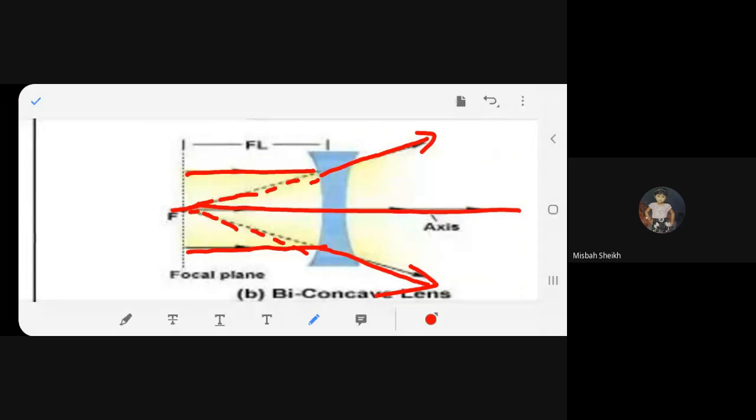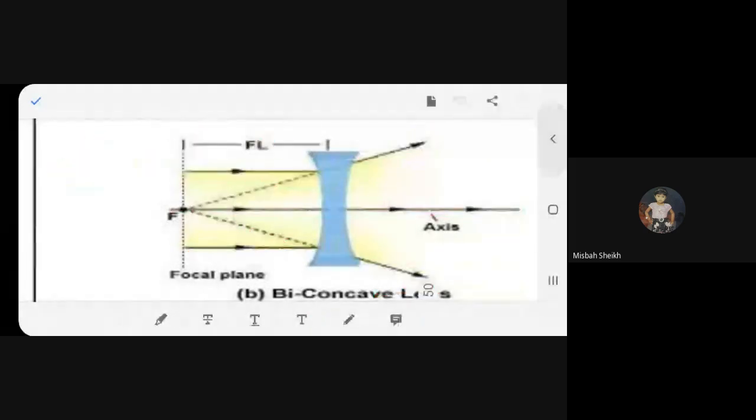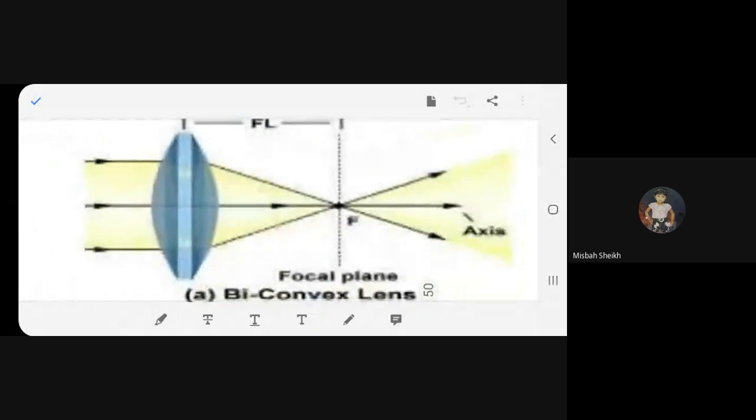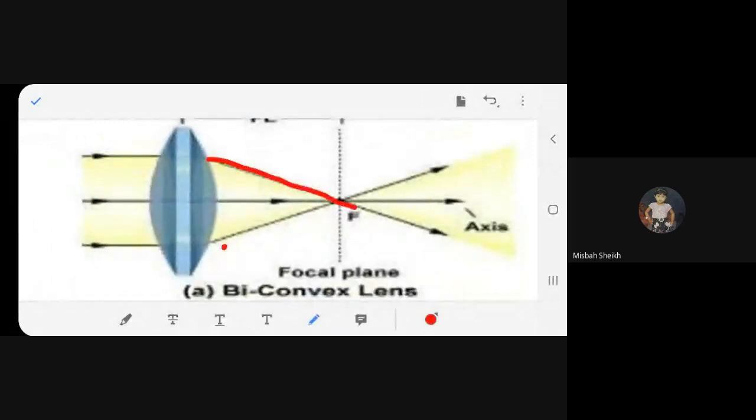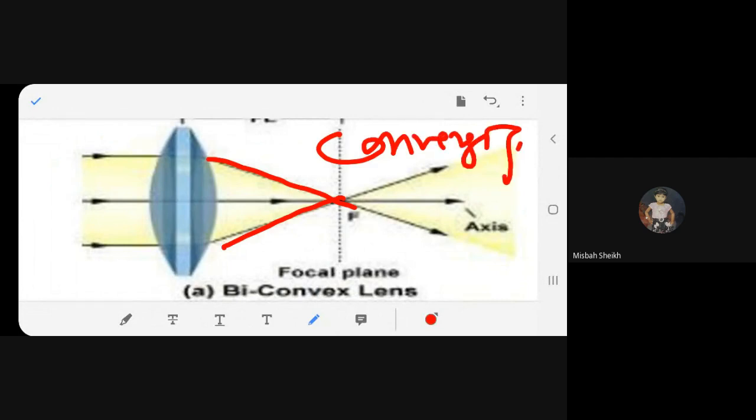Any problem? You got the difference now? As the ray is going away, it is called diverging. What is it called, beta? Diverging. Now look over here, the top one. It is coming together, converging. What is the difference? Why is it called converging and why is that called diverging? So convex, converging; concave, diverging. This is how you have to remember.